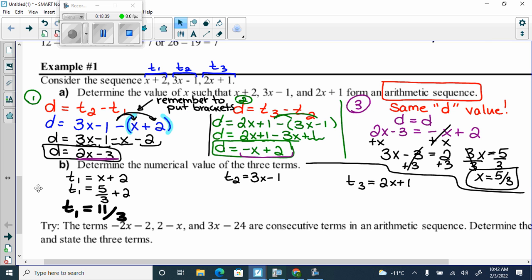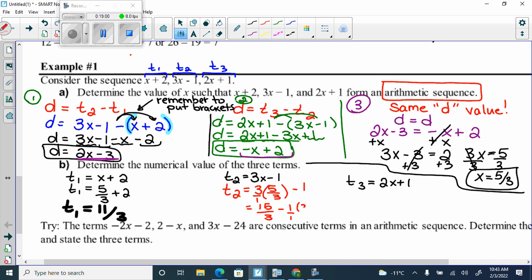Okay. Let's try this one out. T2 equals 3 times 5 over 3 minus 1. I can actually do it in math without my calculator, but you can type it in your calculator to get the answer. What you could also do is the algebra. 15 over 3 minus 1, and then you take a common denominator. So you get 15 over 3 minus 3 over 3, which is 12 over 3. It's just 4. So you can do the algebra too, or you can type 3 times 5/3 minus 1 in your calculator. So try it out in your calculator too.